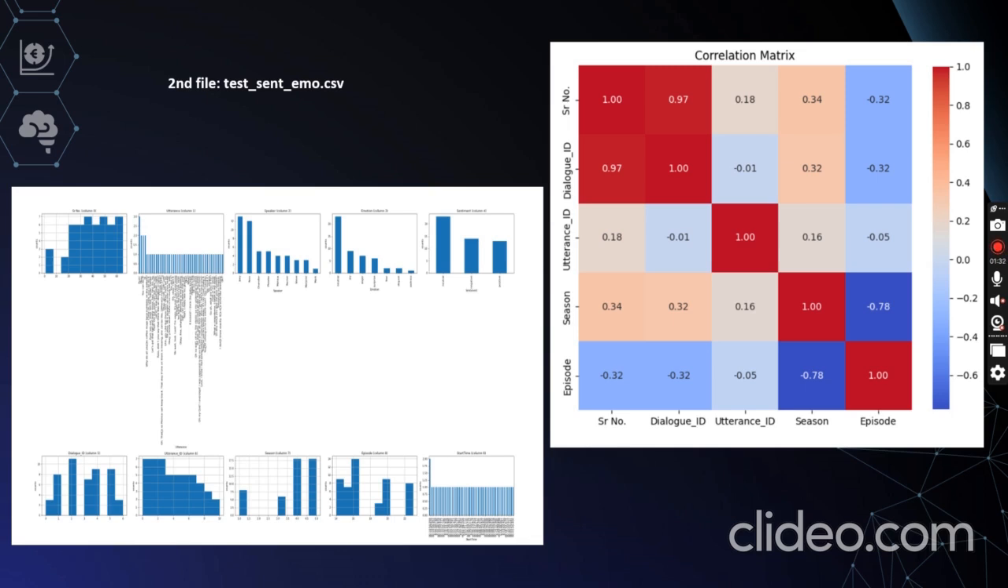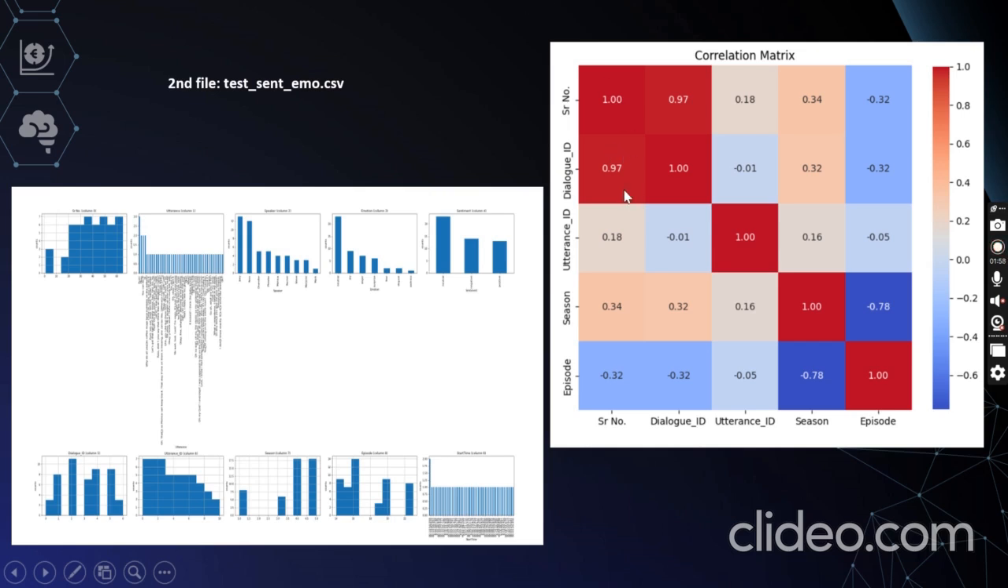Overall, the test set maintains a realistic conversational structure but exhibits a clear imbalance in emotional and sentiment labels that needs to be considered during model evaluation. So while seeing the correlation matrix, serial number and dialogue ID are strongly positively correlated, where we are getting 0.97, which makes sense as dialogue ID likely increases sequentially with the row numbers.